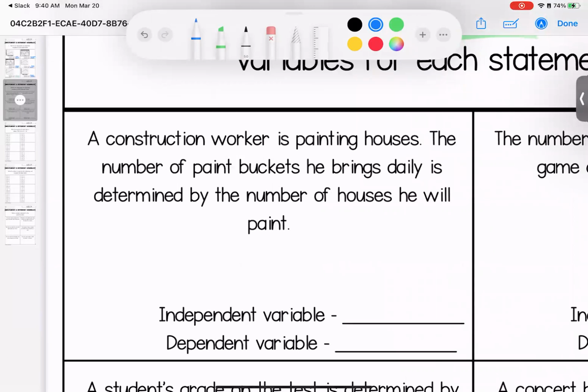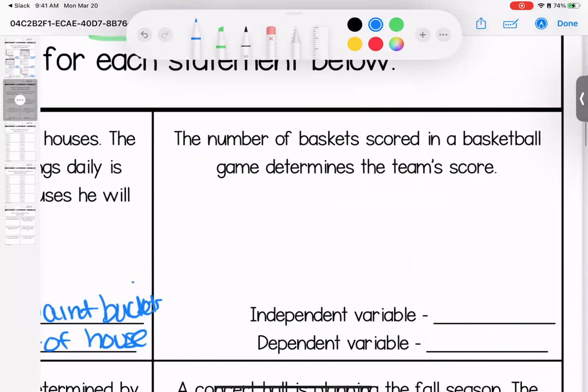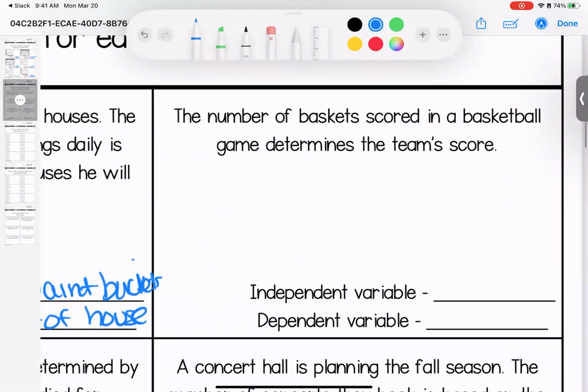Construction worker is painting houses. The number of paint buckets he brings in daily determines the number of houses he will paint. So what depends on what? The number of houses depends on the paint buckets. So the more paint he brings, the more houses he can paint. The number of buckets scored in a basketball game determines the team score. So the score depends on the baskets.